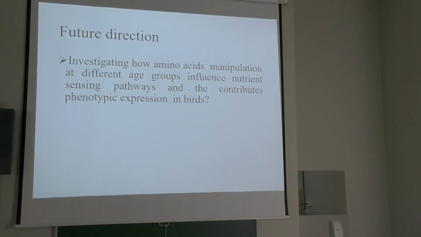So what next? We are going to investigate how amino acids manipulation at different age groups. For example, if you give amino acids at the lower stage of development, what could be the influence in the nutrient sensing pathway? What could be the response in the nutrient sensing pathways? Then maybe at the middle stage and later in life, what could be the response in terms of this phenotypic expression? How would they influence this mTOR pathway instead?